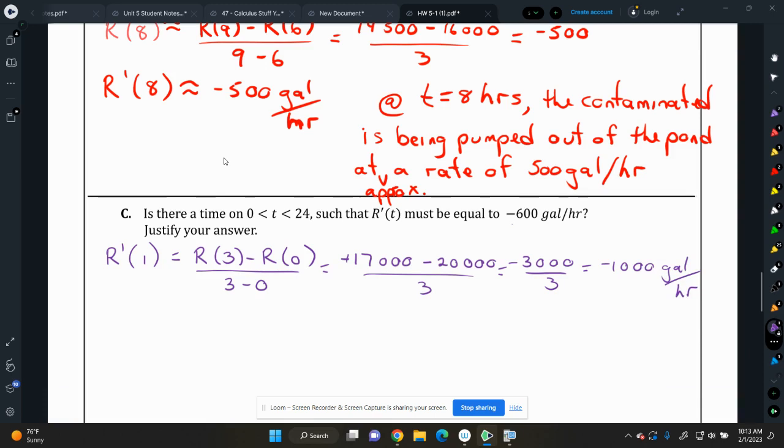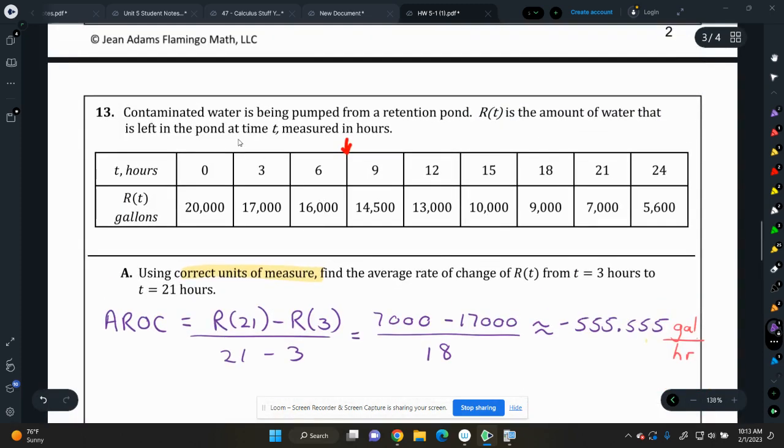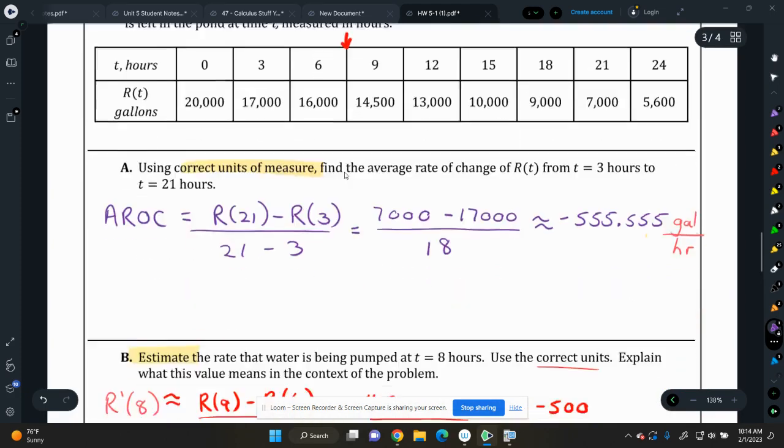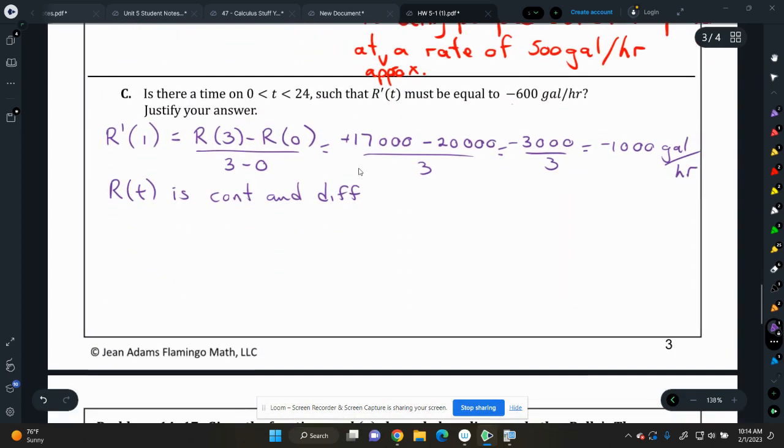It says, is there a time, right? So R of t is continuous and differentiable. Let's see. Okay, R of t is continuous and differentiable. So what can we say? What does our intermediate value theorem say?